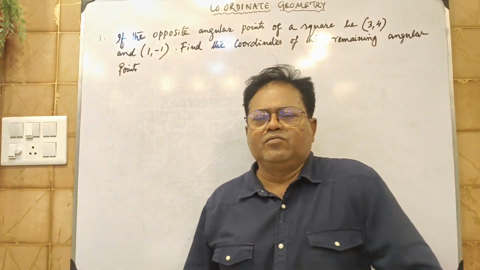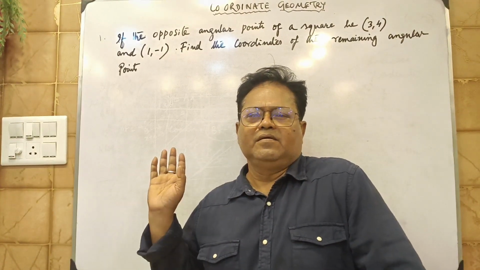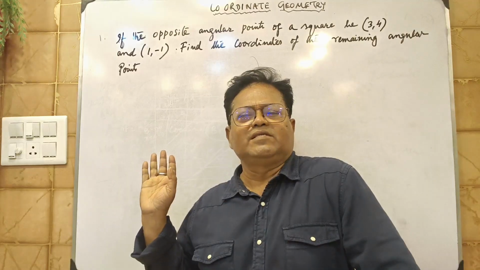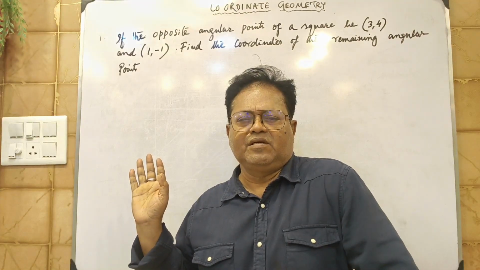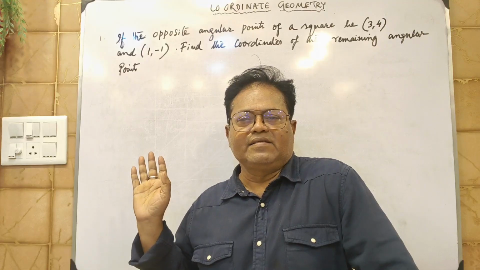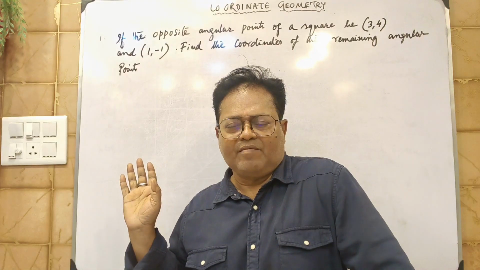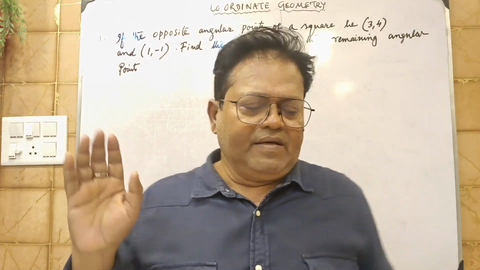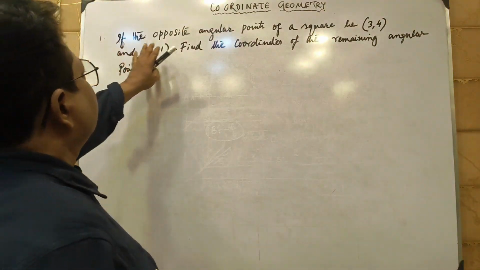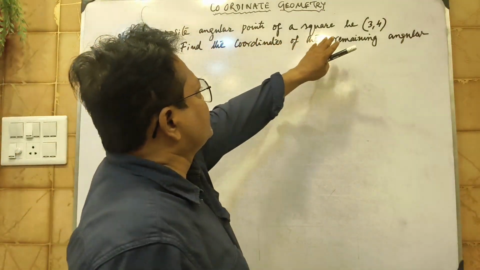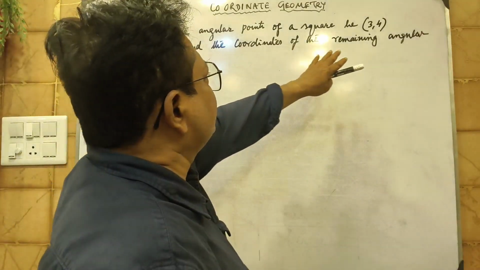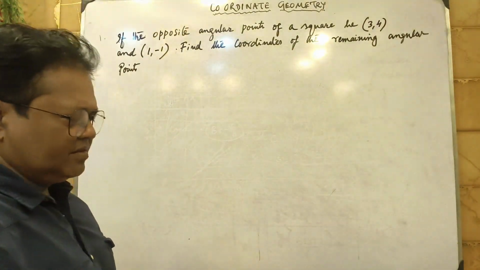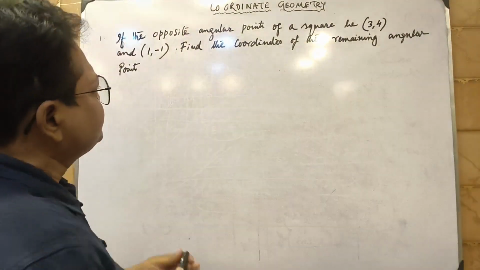Hello students, today I will do such a sum which is very important for the coming examination. Very important. And this sum is not so easy. Here it is given that if the opposite angular points of a square are 3, 4 and 1, minus 1, find the coordinates of the remaining angular points. How do you do it?